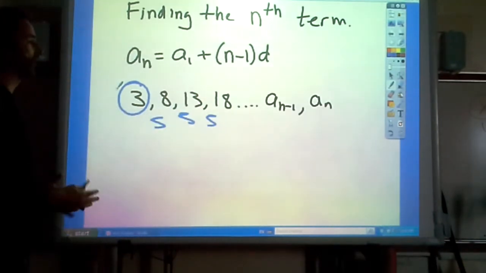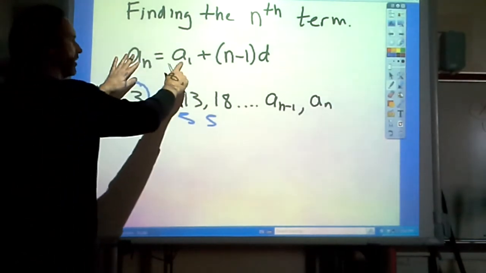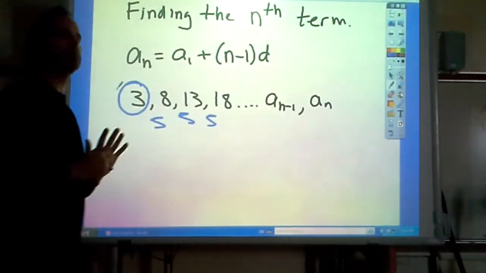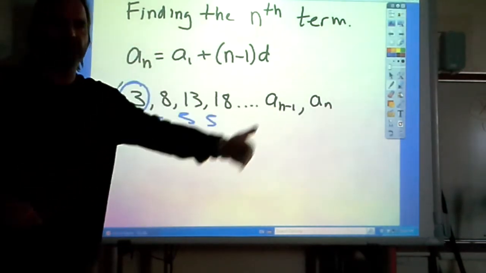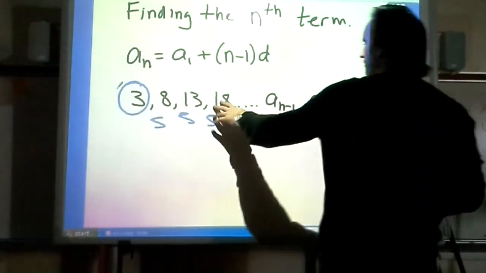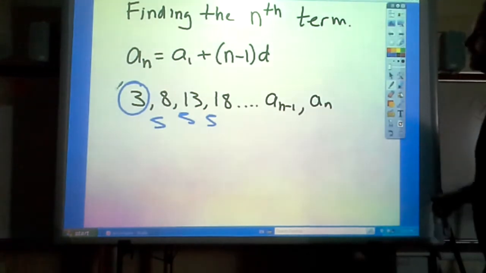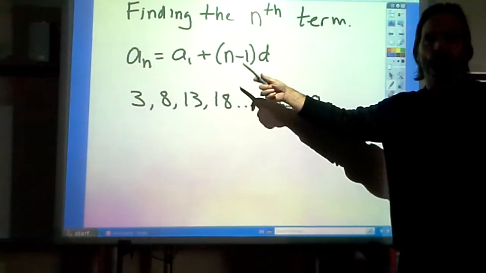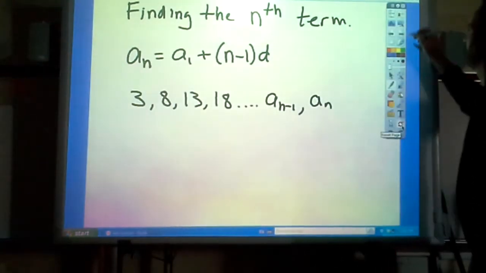Okay, so here's your formula. If I want to find the 502nd term, it'd be my first term plus 502 minus 1 times the common difference. You're going to add that common difference that many times to get that 502nd term, or the nth term. So notice 3, 8, 13, a_(n-1), a_n. Your initial term plus, if you want the 20th term, (n minus 1) times d gets me a_n, the nth term.